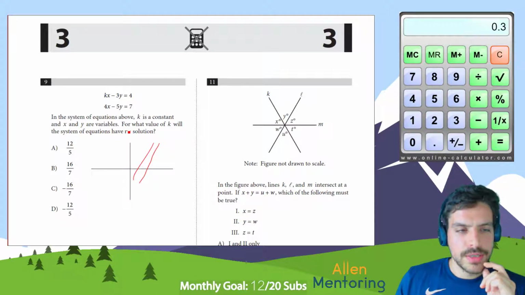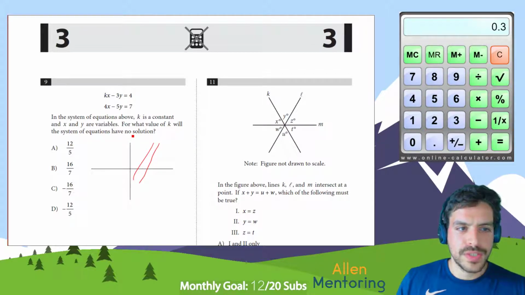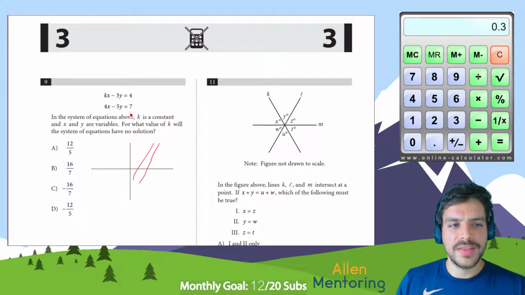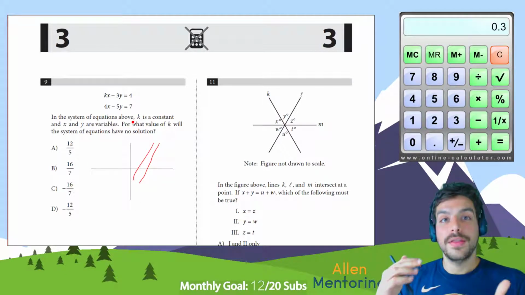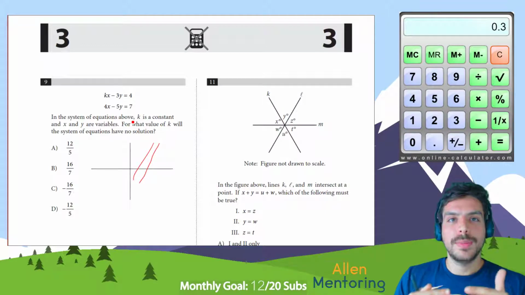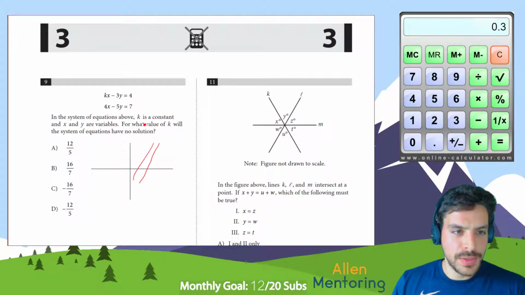Okay, so now how do we find out for what value of k the system of equations will have no solution? What we can do is rewrite these equations into y equals mx plus b form and then set the slopes equal to each other, right? Because we know that the slopes of two parallel lines are exactly equal. Okay, so let us rewrite these in y equals mx plus b form.